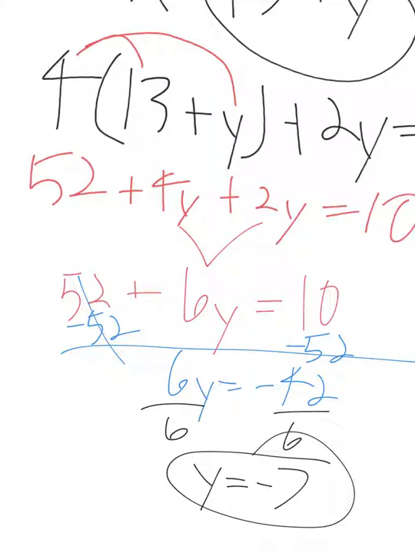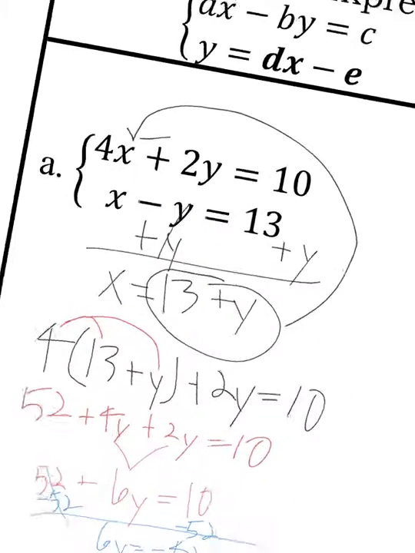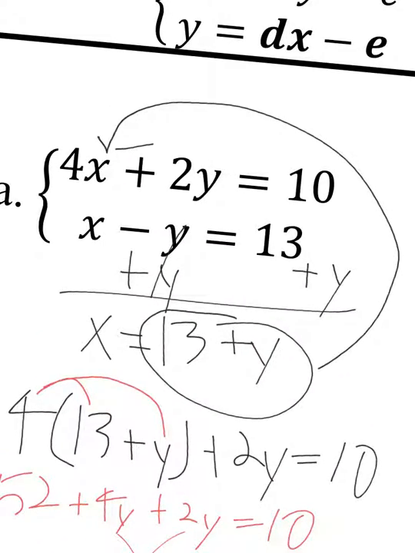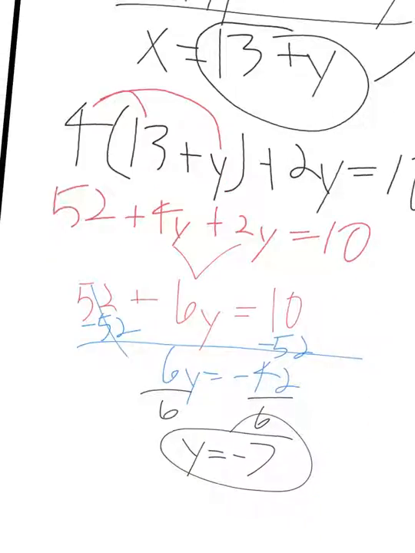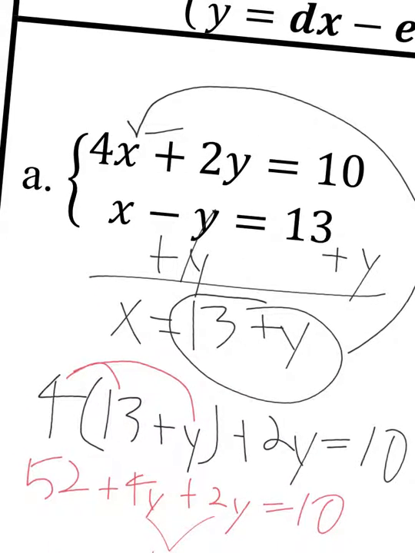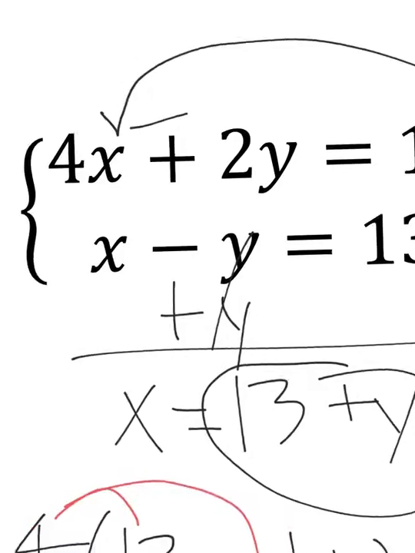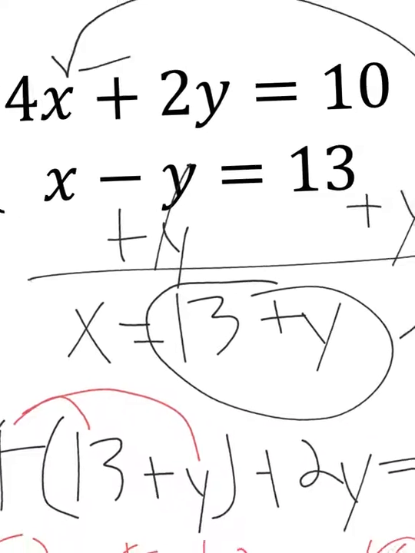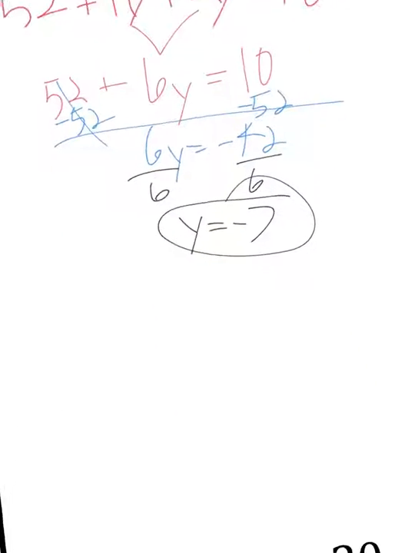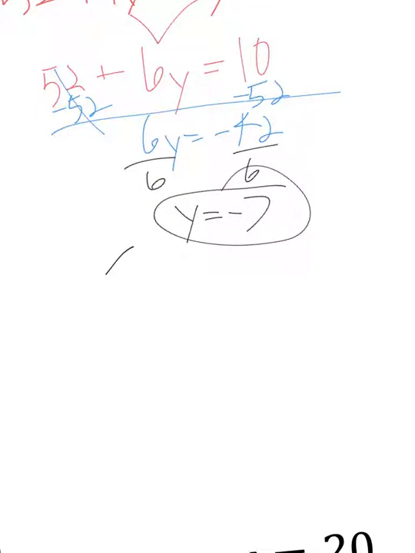It would be real tempting to stop here, but remember, our original equations had an x and a y variable. So you're going to need to plug that negative 7 value into one of the equations. I could plug it into 4x plus 2y equals 10. I could also plug it into x minus y equals 13. In fact, I'm going to plug it into that one, x minus y equals 13, because that's a pretty simple equation.